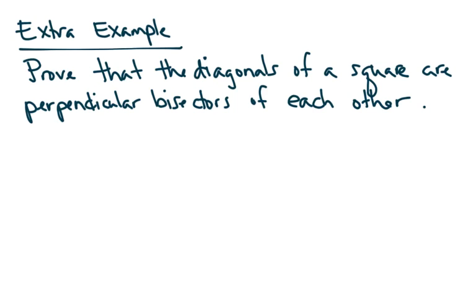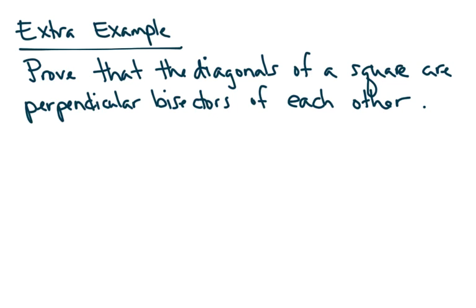We're going to add an extra example. I'm not sure why this isn't on the note sheet because I've always done this problem. Prove that the diagonals of a square are perpendicular bisectors of each other. In order to prove that the diagonals are perpendicular bisectors, we have to prove that the diagonals have the same midpoint, and we have to show that they're perpendicular. The slopes of perpendicular lines are opposite reciprocals.